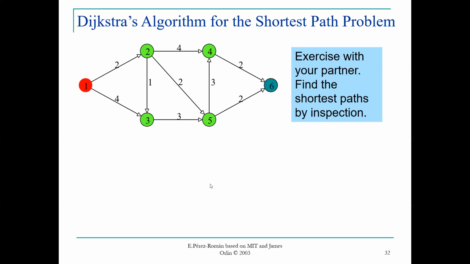Again, as I mentioned, we can find the shortest path by inspection. If you look at the possible options here, we have 2, 4, 2, which is equal to 8. You also have 2, 2, and 2, which is equal to 6. You have 2, 1, 3, 2, which is equal to 8. And then 4, 3, and 2, which is equal to 9. So the shortest path by inspection should be equal to 6, based on what I'm seeing in this network.